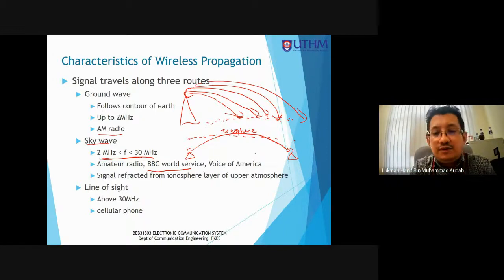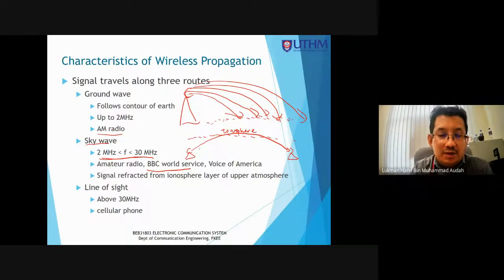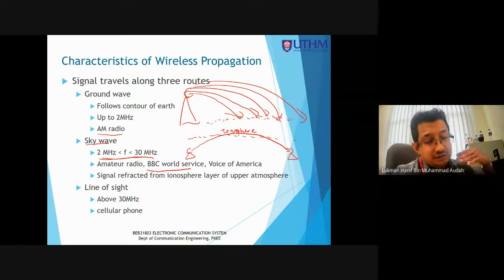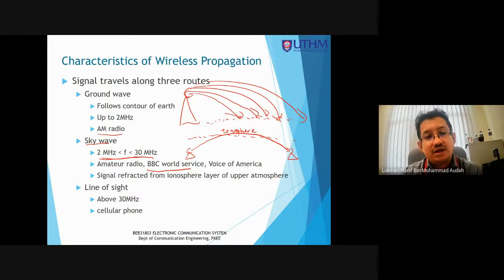So this is normally for the long distance transmission. Untuk transmission pada jarak yang sangat jauh. Okay. Remember, if you want to transmit longer distance, in this case, if you want to use a system like this, that means we need to use a low frequency, tidak boleh pada high frequency.